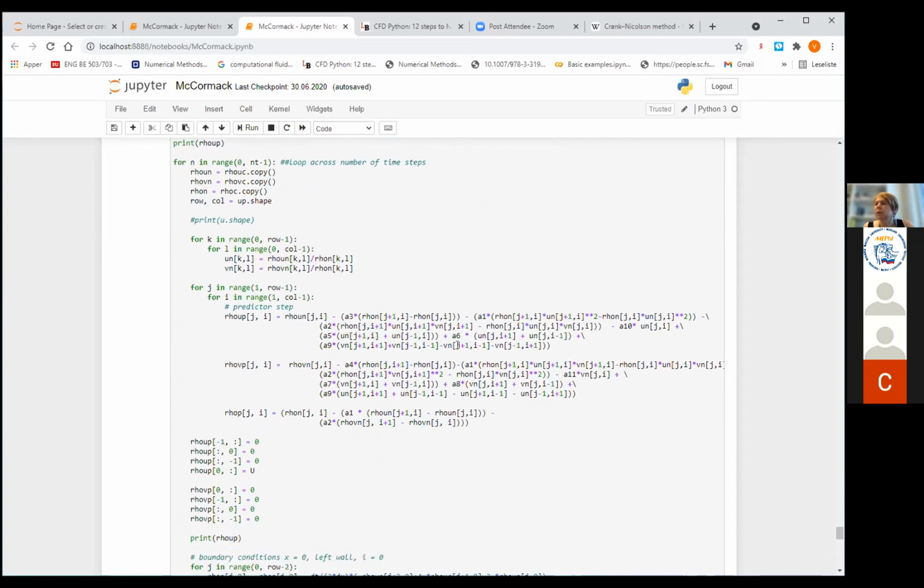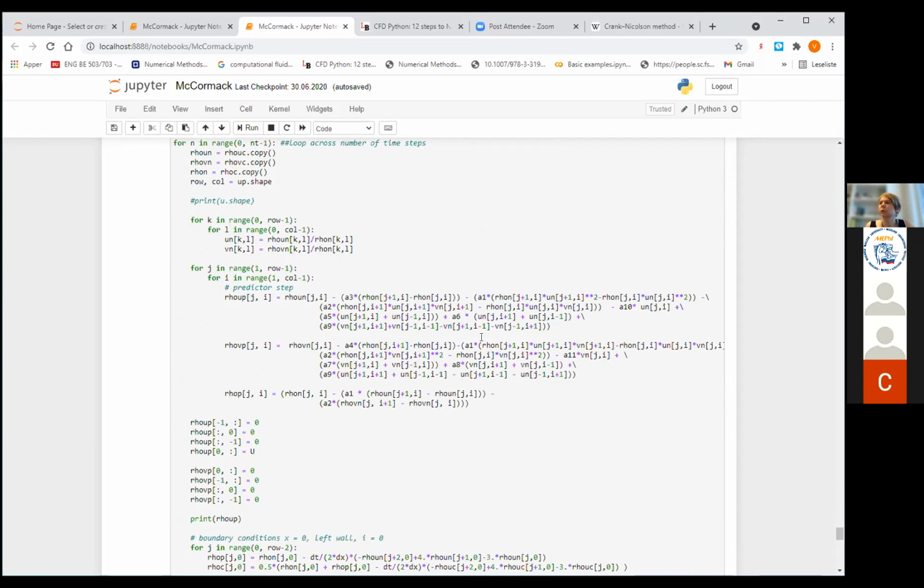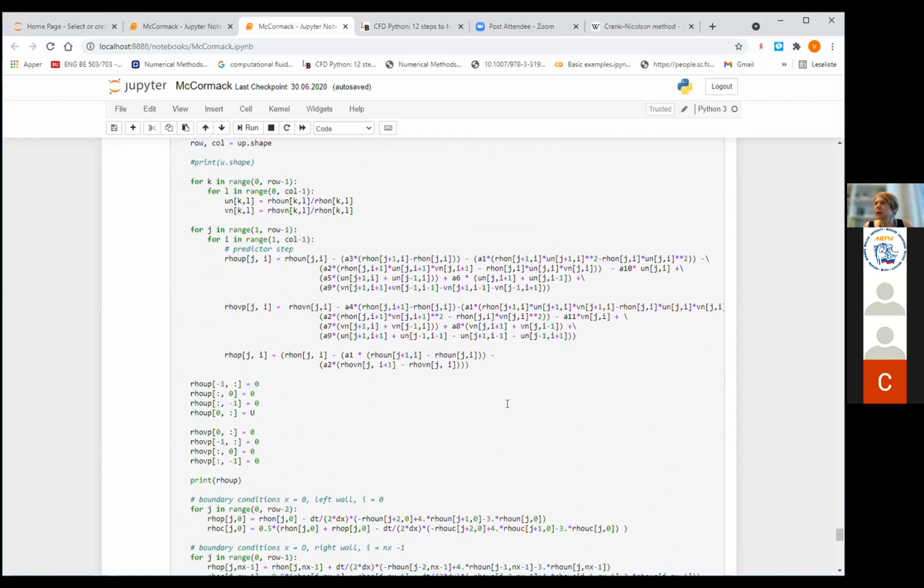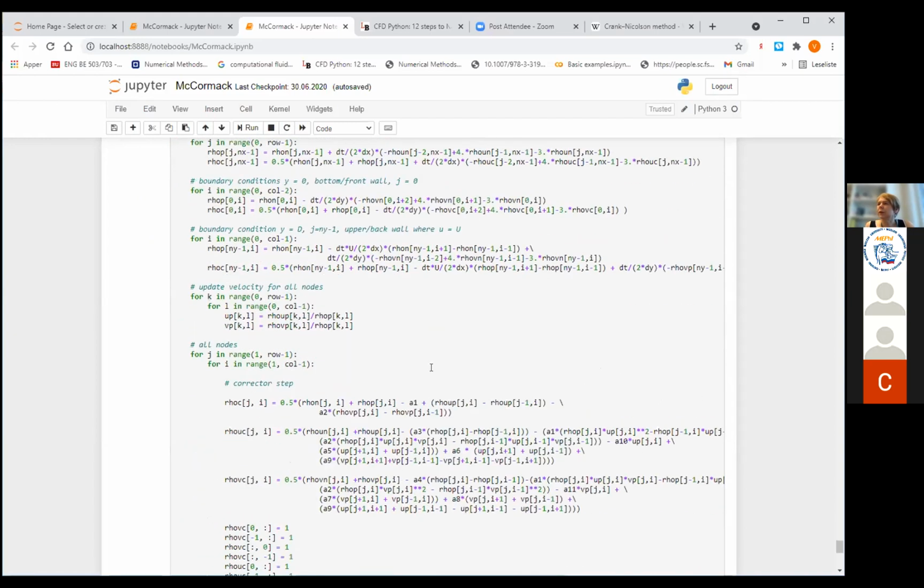So you are very welcome to copy it, download it, but of course I'm warning you that there might be some bug somewhere. So these bugs are all mine.